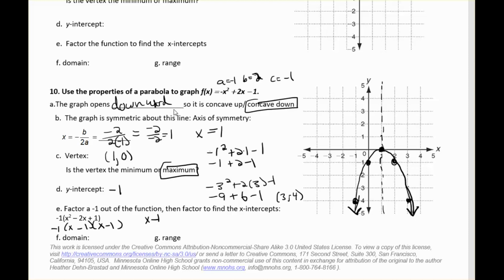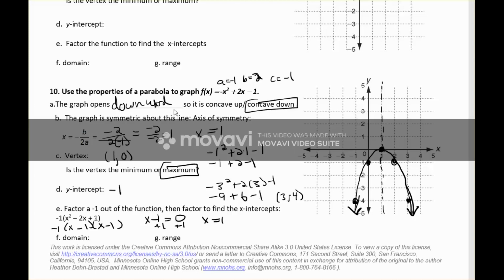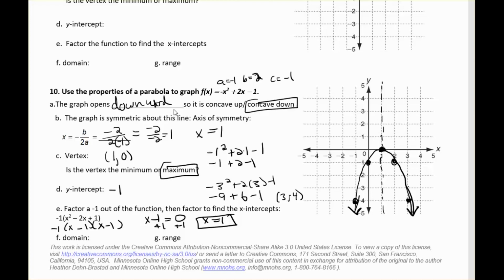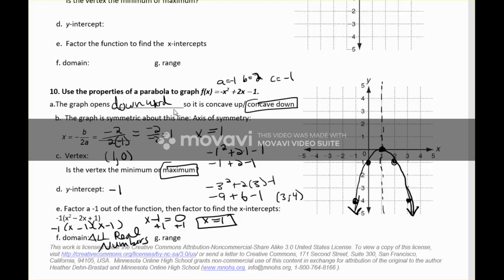That means if I set this equal to 0, I will find my x-intercept, but I already knew that it was going to be 1. So my x-intercept is at x equals 1. The domain of all quadratic functions, unless there's some reason that it's not, would be all real numbers. And the range, this is a maximum point. So y will always be less than or equal to that point, and that point is 0. The y value of that point is 0.